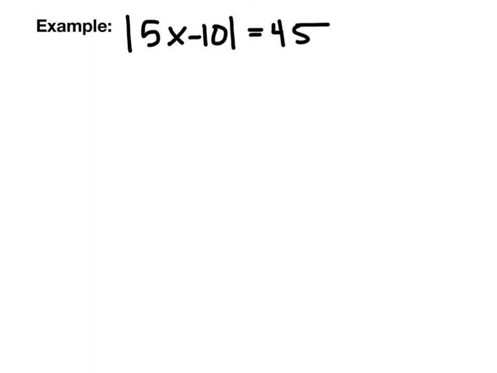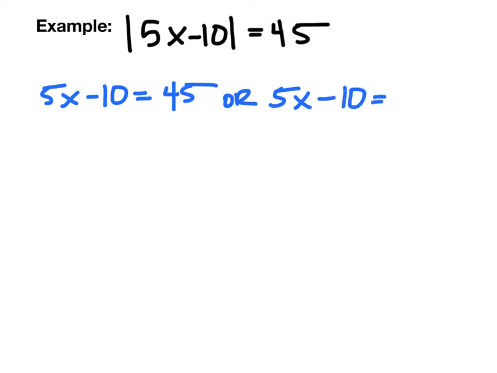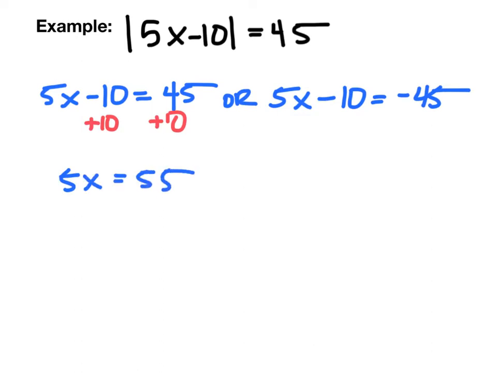All right, let's try that one more time. Here we have the absolute value of 5x minus 10 is equal to 45. So I'm going to write out my equivalent equations. 5x minus 10 is equal to +45, or 5x minus 10 is equal to -45. Solve both equations. So add 10. 5x is equal to 55. Dividing by 5 gives me x is equal to 11.